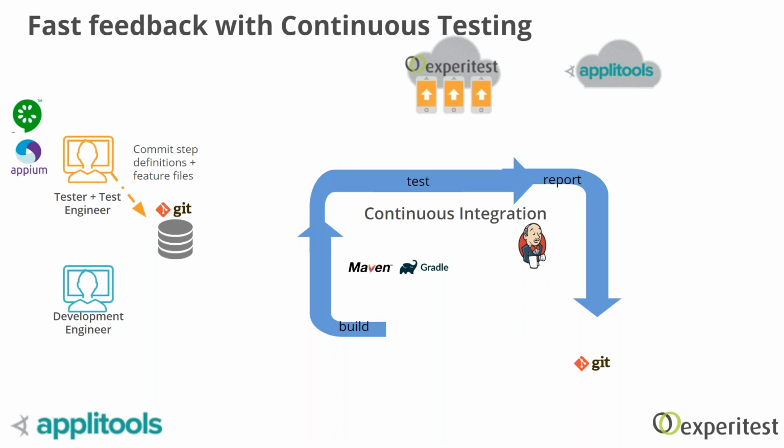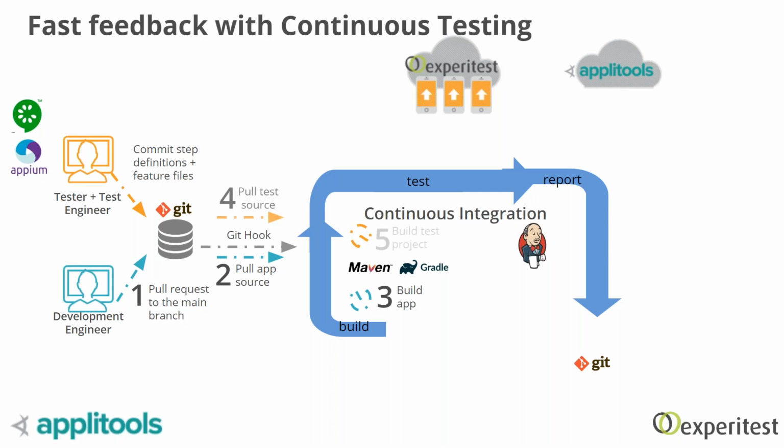It's not a demo, but just an illustration of how a usual pipeline looks. So we have Git, we have Jenkins, we are using Appium, and first we can commit tests into the Git repository, and we have developers that commit their code. Whenever a developer performs a pull request and merges his code into the master branch, there is a Git hook that triggers Jenkins and creates a build.